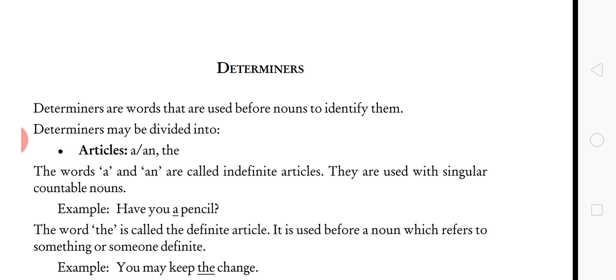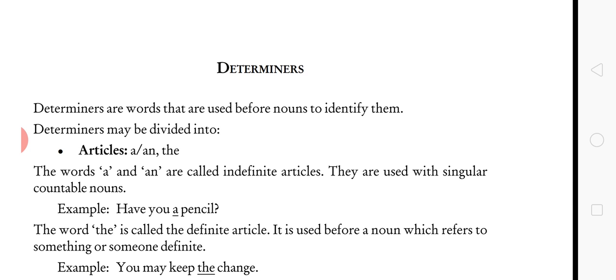The words a and an are called indefinite articles. They are used with singular countable nouns. So article is again classified in two categories, indefinite and definite. A and an are called indefinite articles, whereas the is a definite article. Let's go one by one.